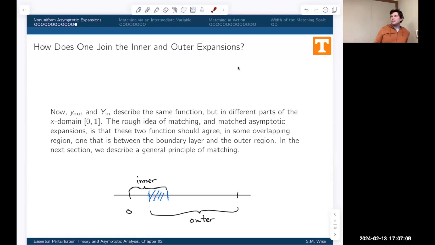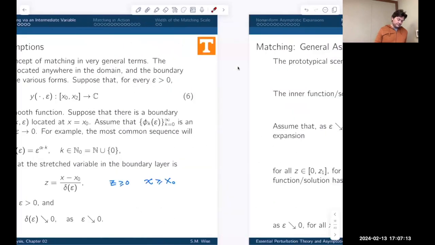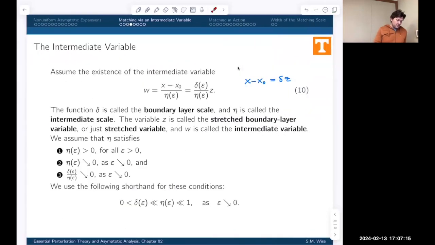Well, we put some restrictions on the eta function. So eta of epsilon should be positive as usual. It should also go to 0 as epsilon goes to 0. And delta epsilon over eta epsilon goes to 0 as epsilon goes to 0. That means that this function dominates in its power of epsilon. So here's a common setup.